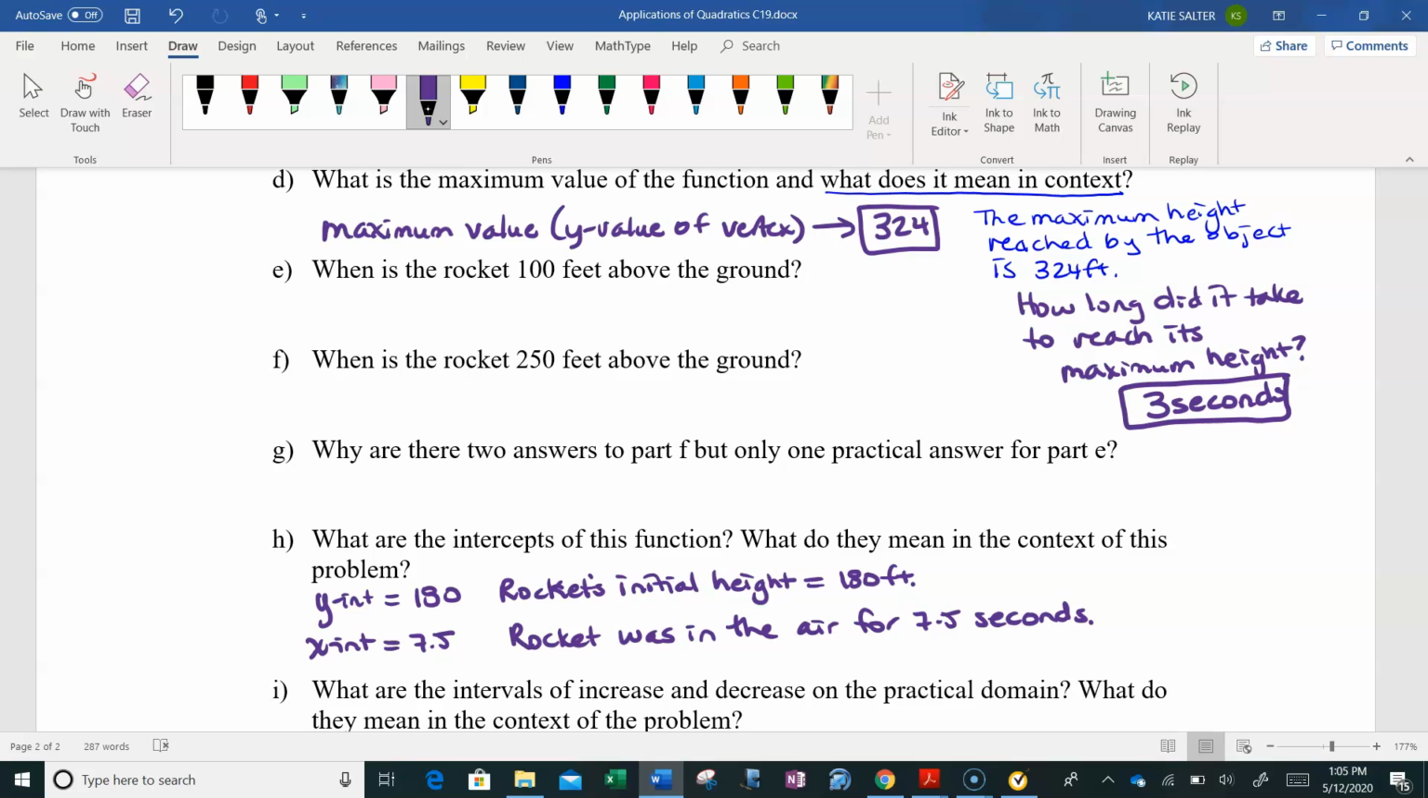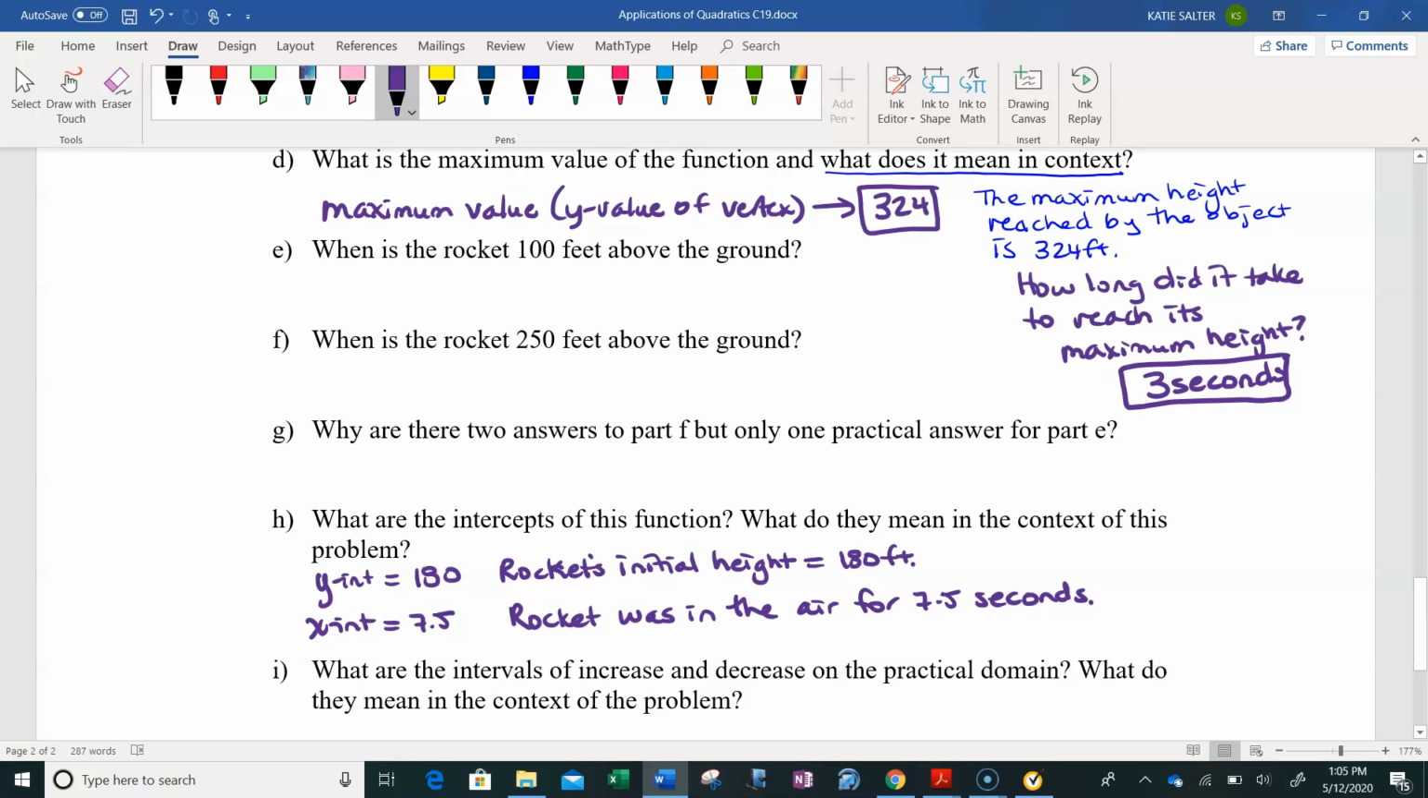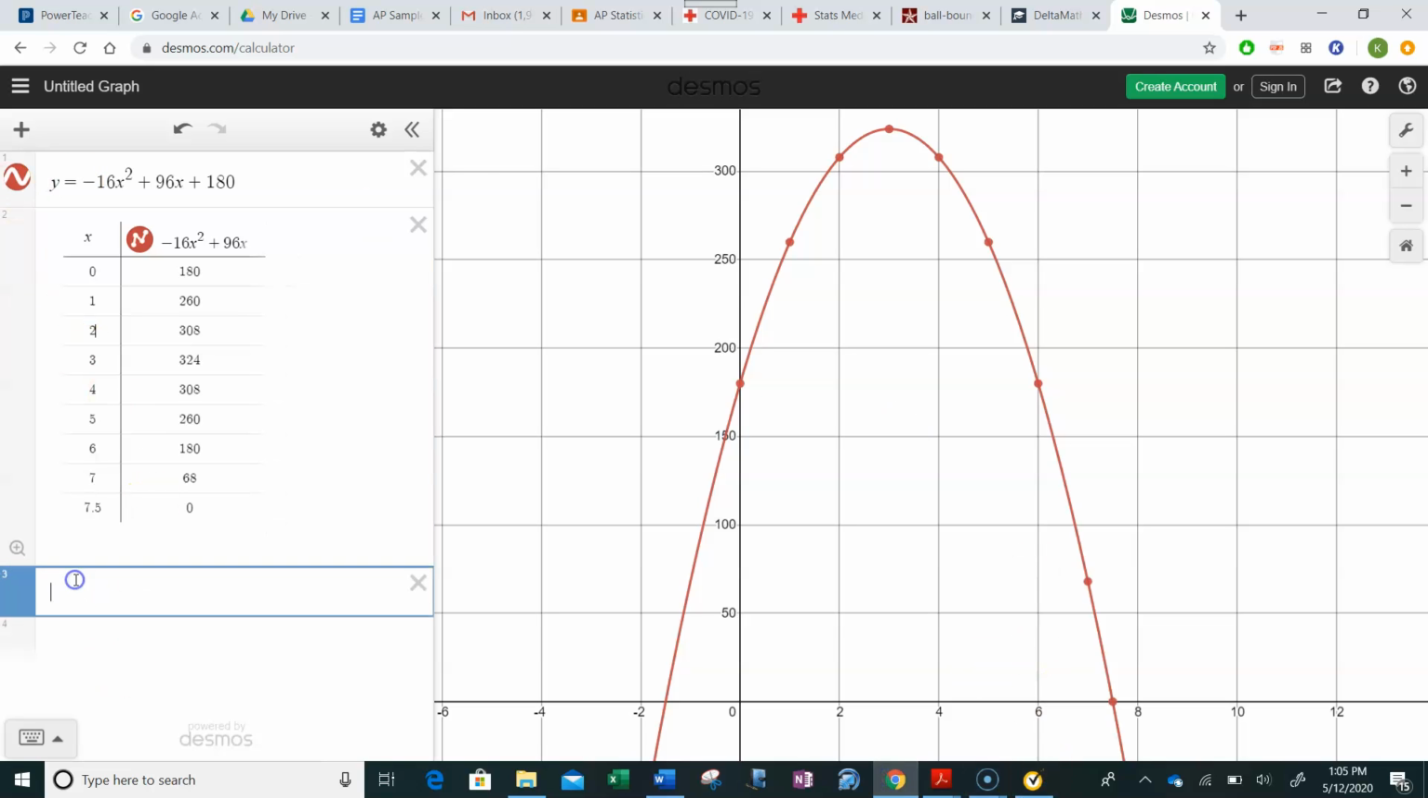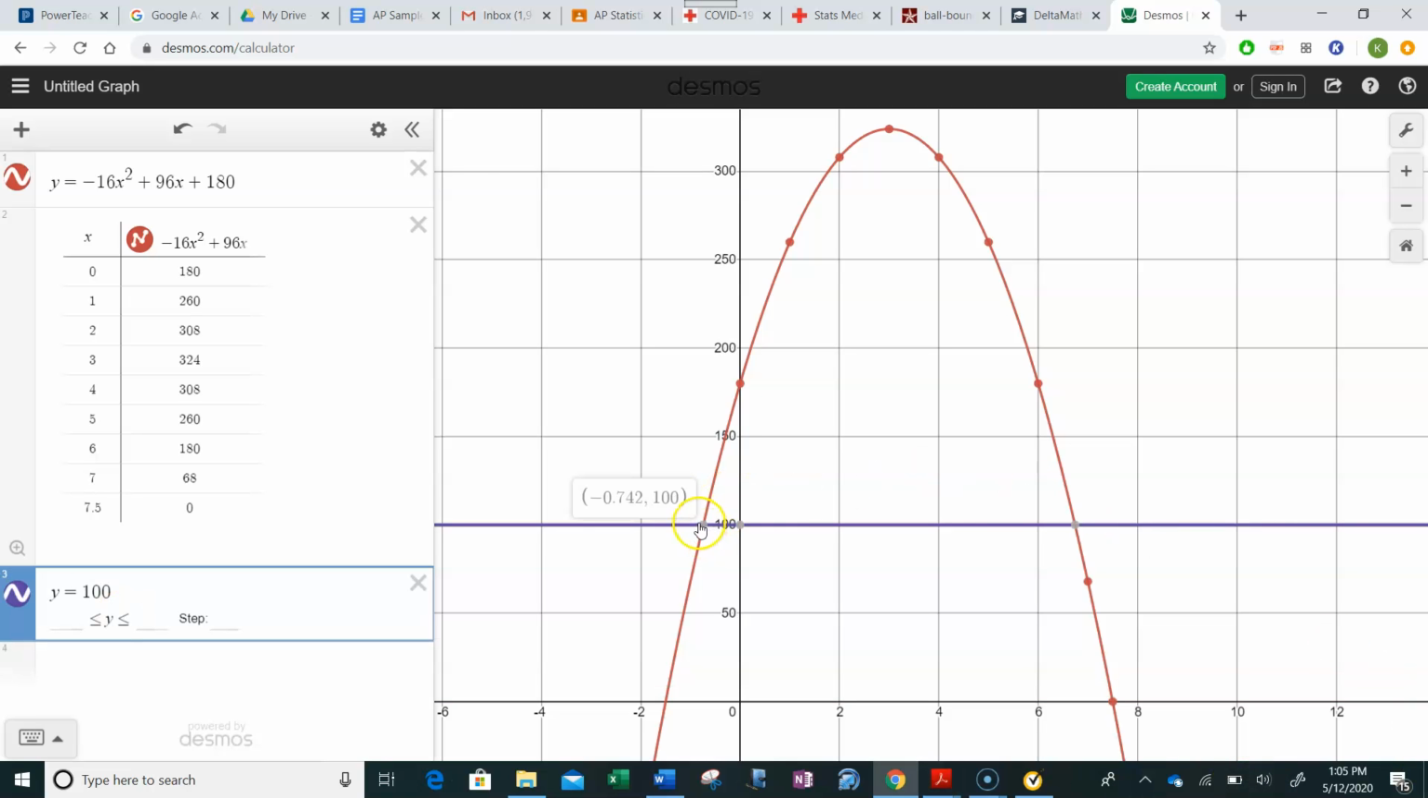You're not going to have questions like part E, F, and G, and I in your practice today, but I do want to just show you how you could answer questions like that. If it had asked, when is the rocket 100 feet off the ground, what we would do is just go into Desmos here, and we'd add that in, y equals 100, because remember, y represents our height. Now, I want you to think about it. This intersection right here wouldn't make any sense because it's not in the context of the problem. We don't have negative seconds. But this one would. So what we would do is we would say it took about 6.74 seconds for the object to fall back to 100 feet.